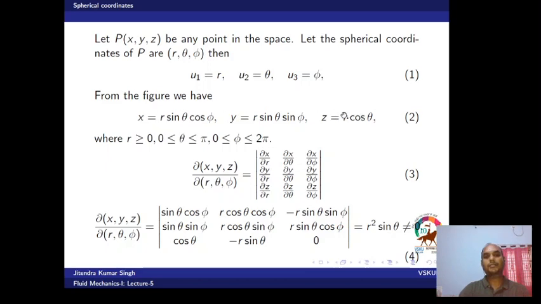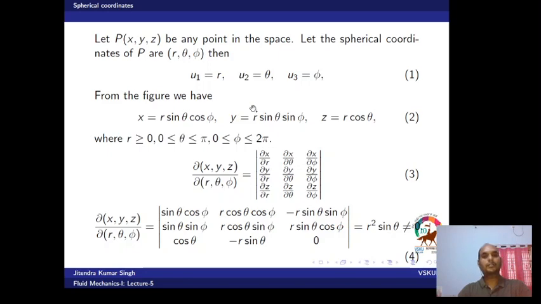We shall do x square plus y square plus z square. When we do that, we get r square sin square theta cos square phi, plus r square sin square theta sin square phi, plus r square cos square theta. Since cos square phi plus sin square phi is 1, we get r square sin square theta plus r square cos square theta. So r square is common, sin square theta plus cos square theta is 1, which means x square plus y square plus z square is r square. So r is the square root of x square plus y square plus z square. So we got r as a function of x, y, z.